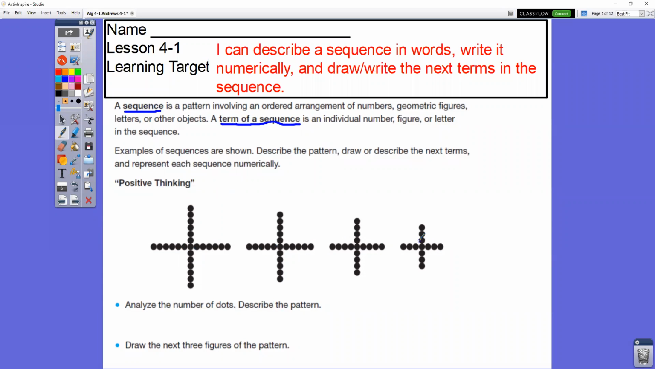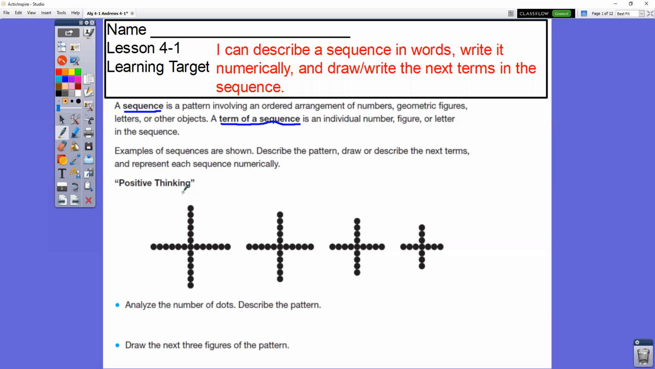So we're going to look at probably about 12 or so of these. Every one is slightly different. But what we're really looking for is what is happening in the pictures. Are we adding a certain number each time, or subtracting a number of something each time, and things like that? So looking at this one called positive thinking, it says analyze the number of dots and describe the pattern.